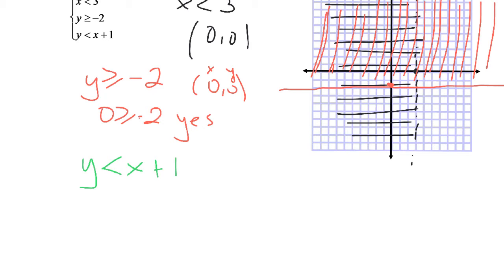So how do I graph y is less than x plus 1? First, think about y equals x plus 1. If you think about y equals x plus 1, your y-intercept is 1, which is over here.